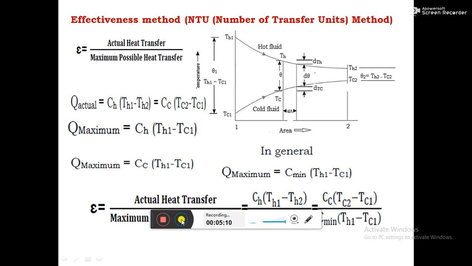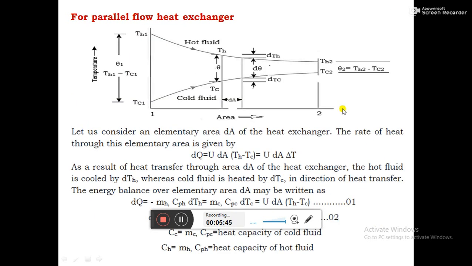Therefore, the effectiveness of a heat exchanger is given by the equation Ch into (Th1 minus Th2) divided by C minimum into (Th1 minus Tc1), or Cc into (Tc2 minus Tc1) divided by C minimum into (Th1 minus Tc1). We discussed the effectiveness of a heat exchanger.